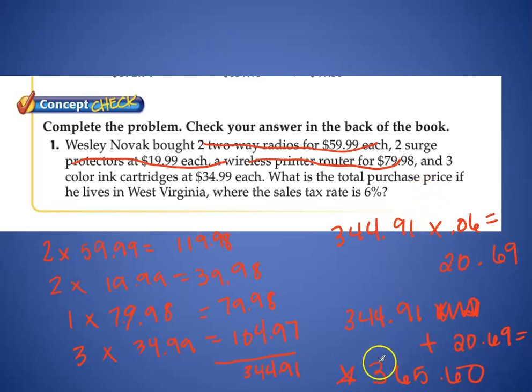If not, go back. Please show your work when you're working on the practice, and for sure on the mastery check, because you can get partial points.